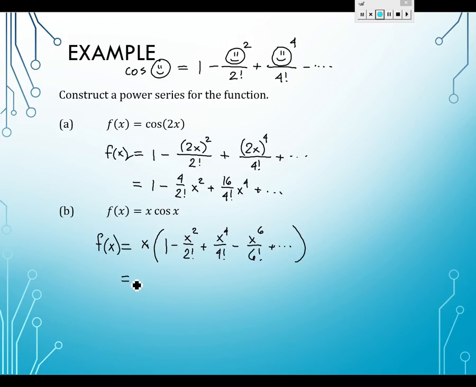Right? So what do we get? Here's the power series for x cosine x. And you can verify it using the long way of doing it too. But this will save us a lot of time here. Just to write x minus x cubed over 3 factorial plus x to the 5th over 5 factorial, etc.